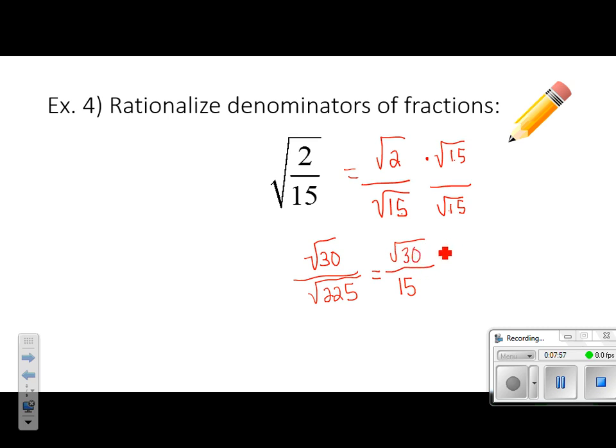Now, you should simplify this if it's possible. Are there any numbers that go into the square root of 30 that are perfect squares? The first thing I would think of is 4. Yeah, 4 doesn't work. I try 9. 9 doesn't work. 16 doesn't work. 25 doesn't work. So no, it cannot be simplified any further. So our answer stops at the square root of 30 over 15.